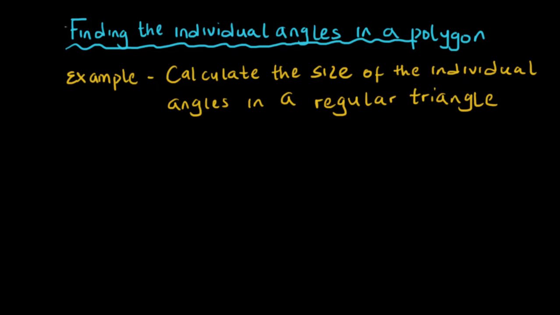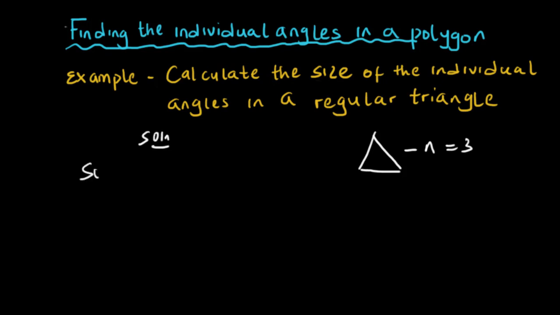Alright, we are told to calculate the size of the individual angles in a regular triangle. Now this is super easy. The first thing you want to remember is what a triangle looks like. A triangle is a polygon with 3 sides, so you know that n equals 3. The next thing you want to do is to find the sum of interior angles in a triangle. I know you know how to do that. Let's do that somewhere here.